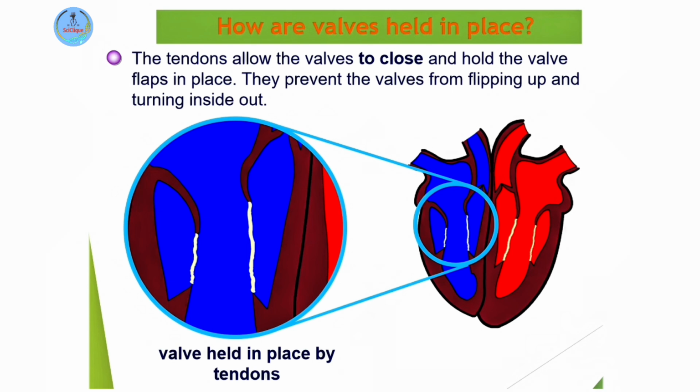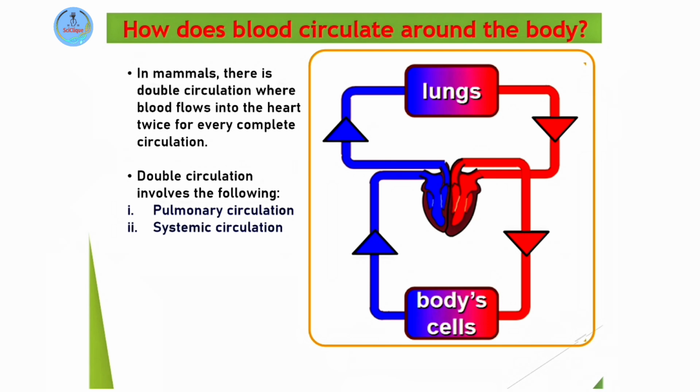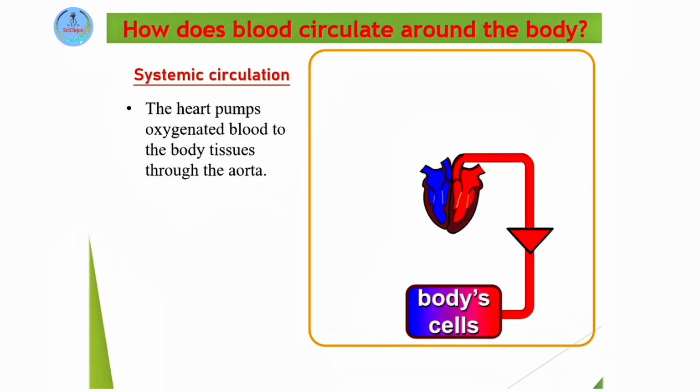The next bit is with regards to circulation of blood in our body. In mammals, we have double circulation, where you're going to have blood flowing into the heart twice in every complete circuit. Now, double circulation involves the following: pulmonary circulation and systemic circulation. So let's discuss these two. Let's start with systemic circulation.